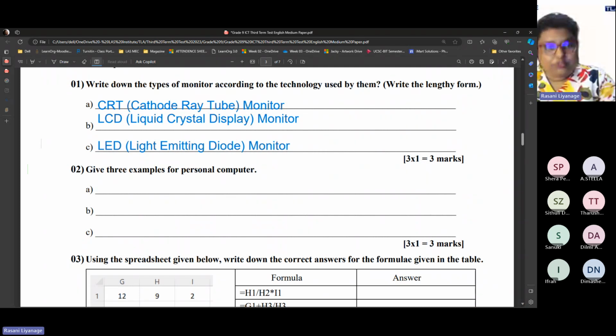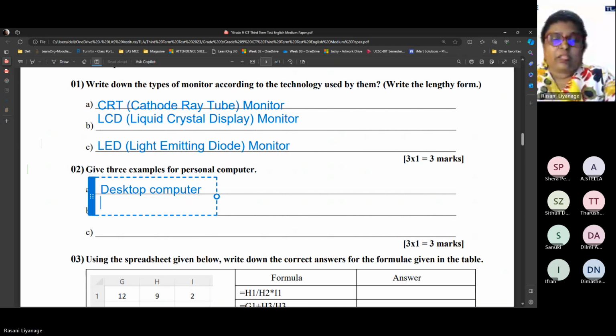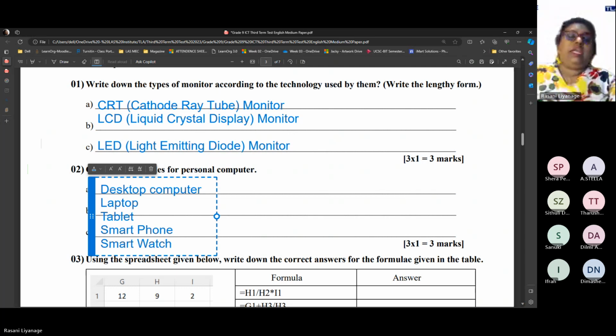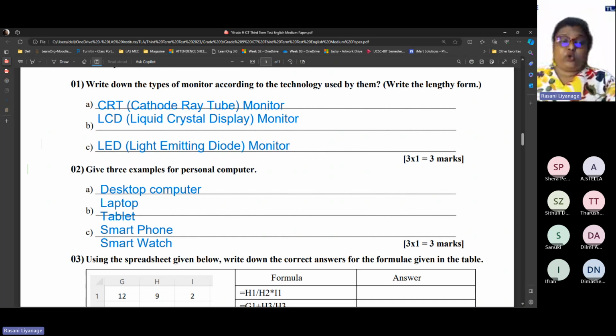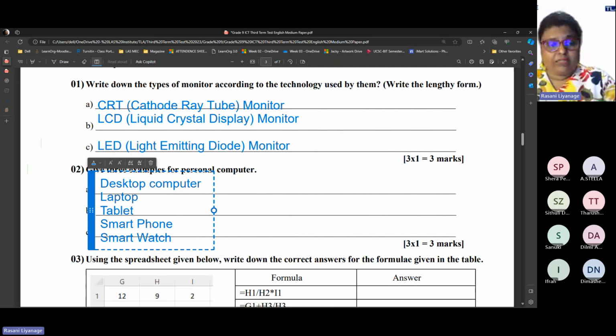If you have not written it right, correct. And for personal computers, you can have desktop computer, laptop, tablet, smartphone, even smartwatch would be okay. Any of these we can take under personal computers, but don't take these heavy server type computers. No, they're not personal.